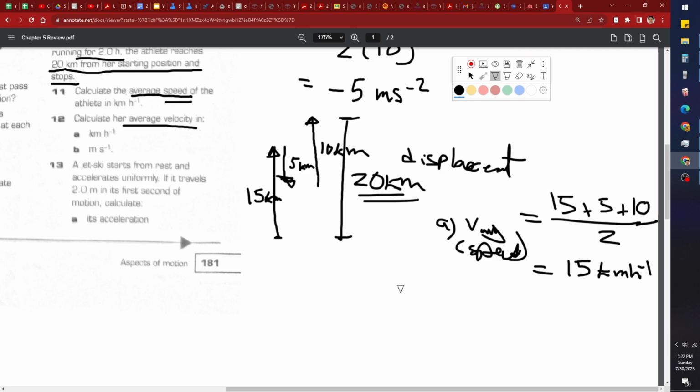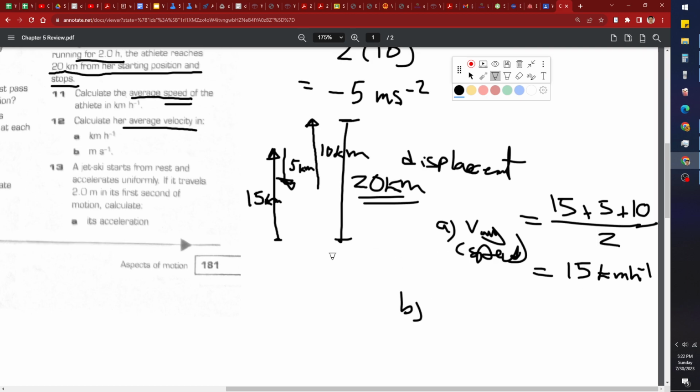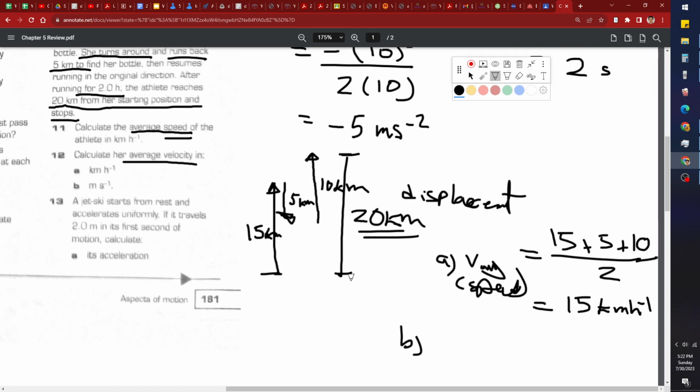Now, B says, what's her average velocity? Well, for velocity, we know she started here. She started down here, and then she ran north a total of 20 kilometers. Doesn't matter that she ran back 5 and then she ran another 10 to go north. The athlete reaches 20 kilometers from her starting position and stops.